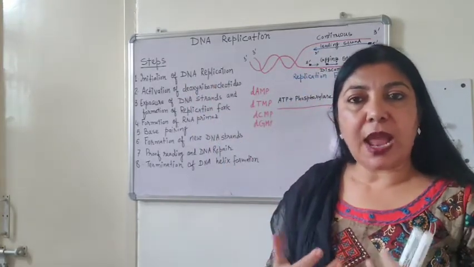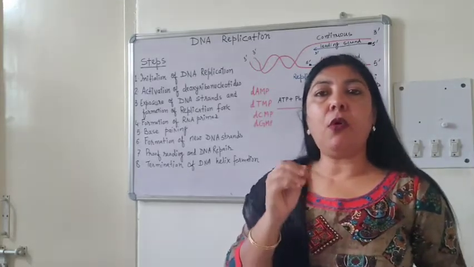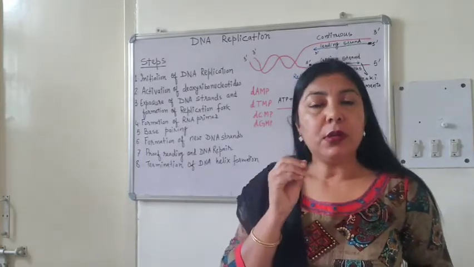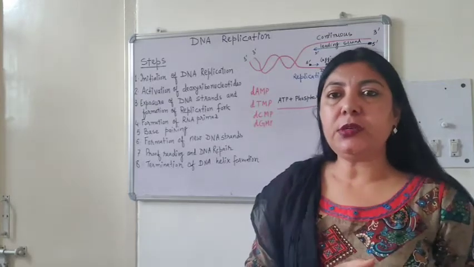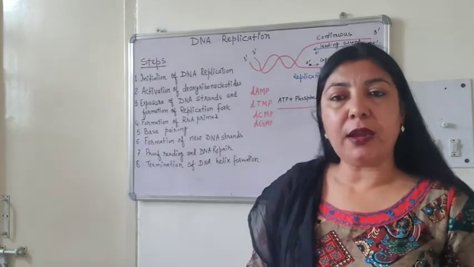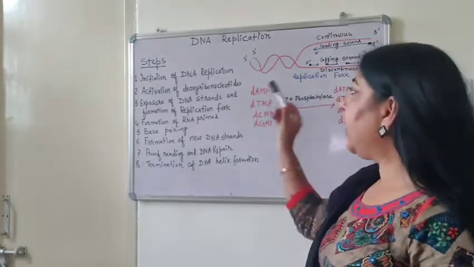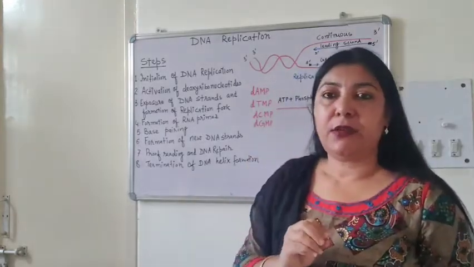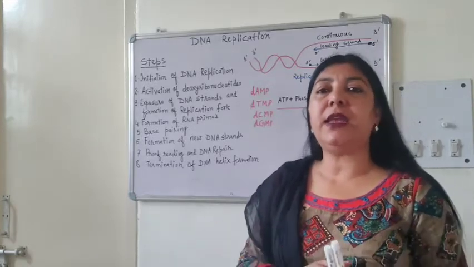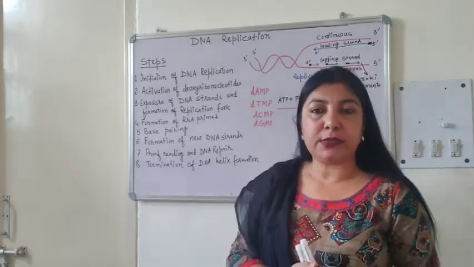The DNA replication has to be initiated at a specific point, that is ORI, origin of replication. As I mentioned, the origin of replication is only one in prokaryotic DNA, whereas many ORI are there in eukaryotic DNA. At that ORI, the enzyme helicase will act and it will start unwinding the DNA by breaking the hydrogen bonds between the nitrogen bases.